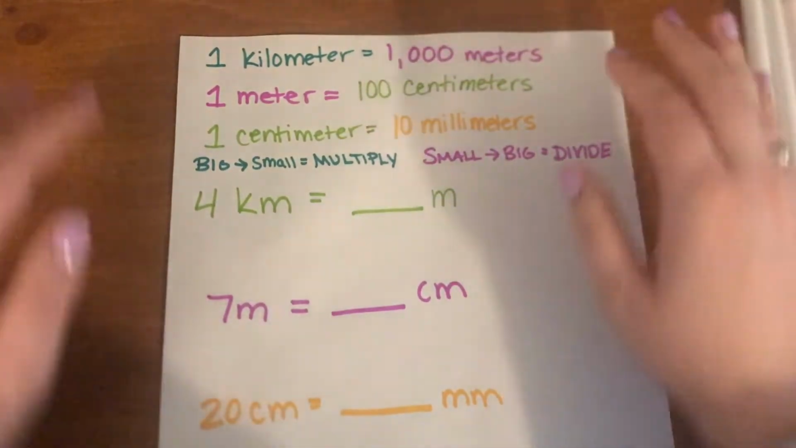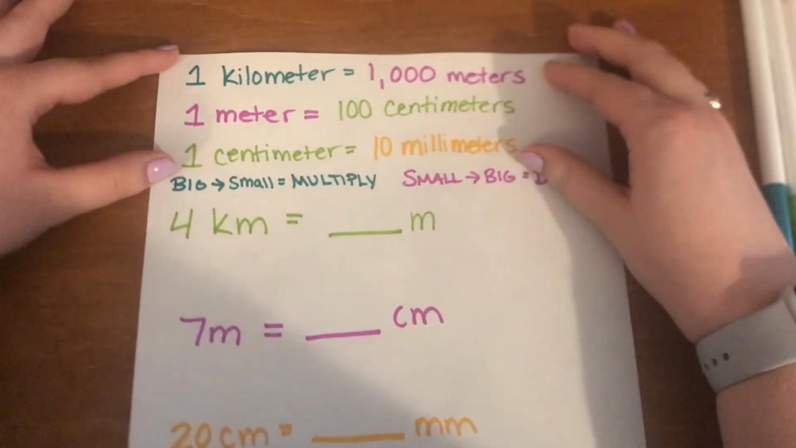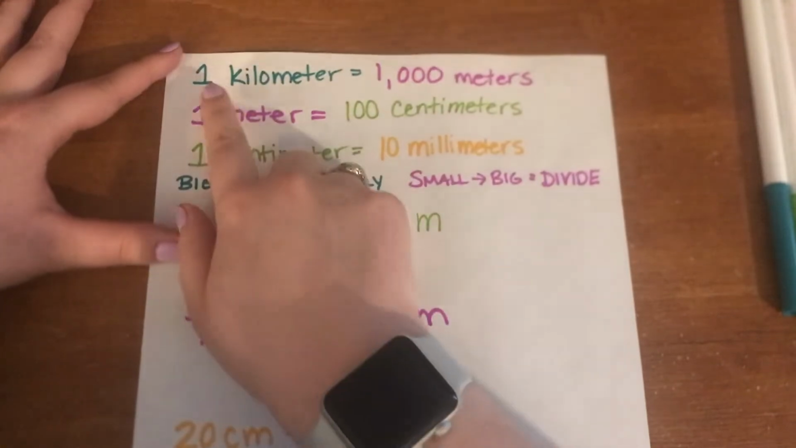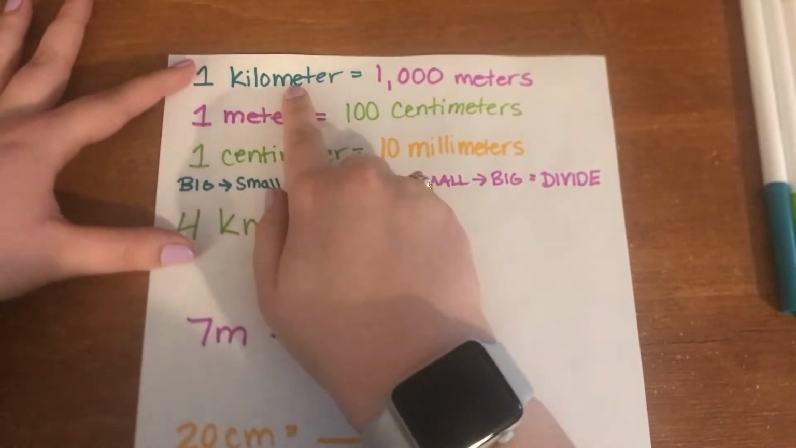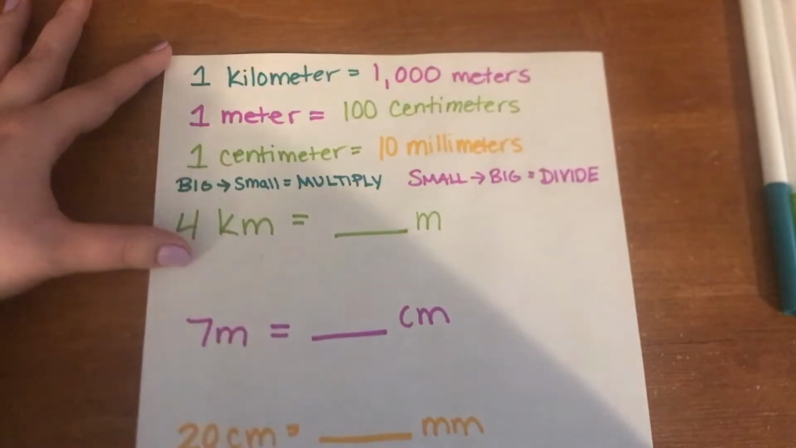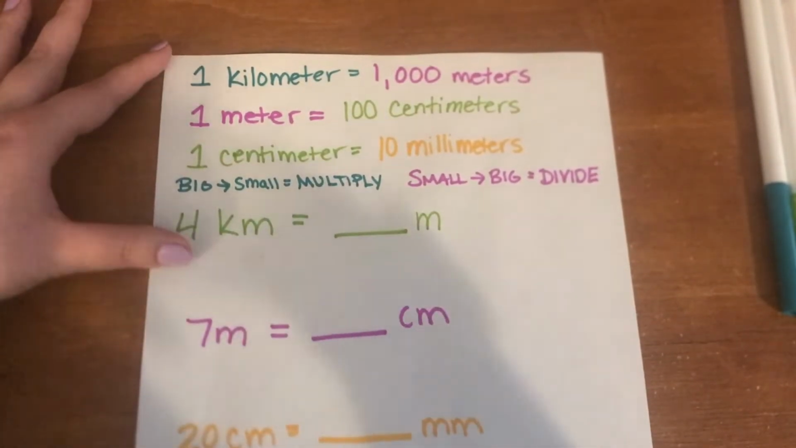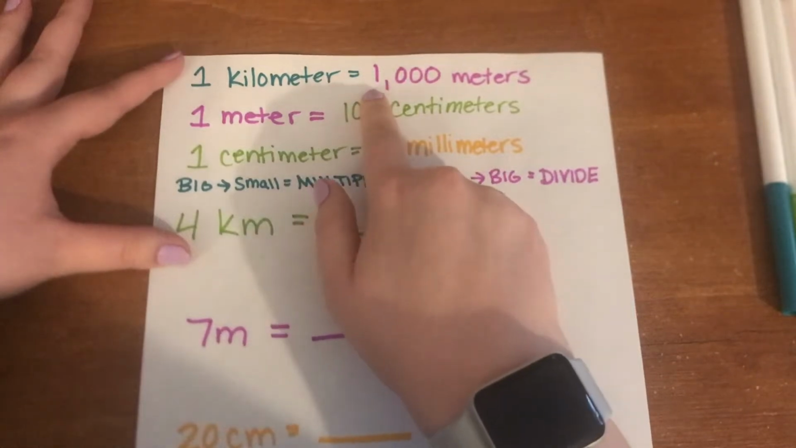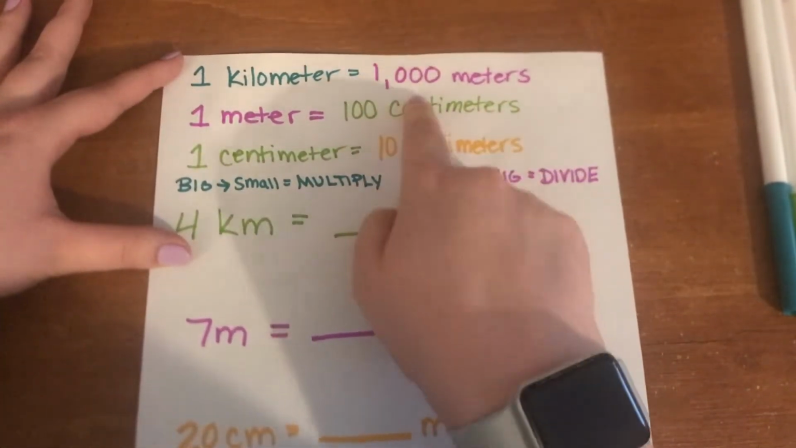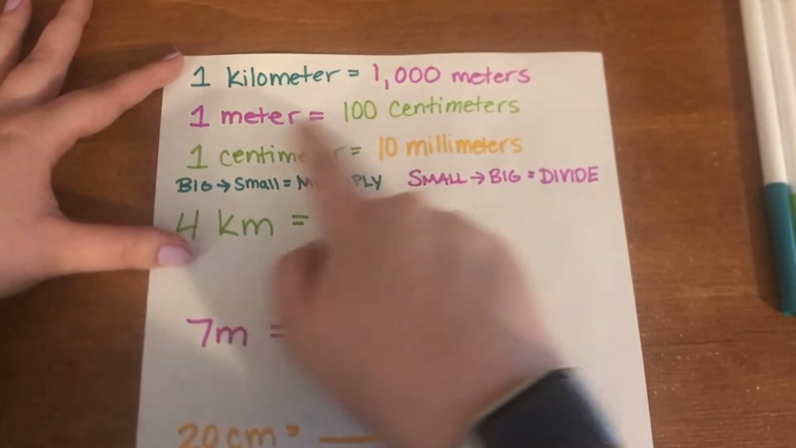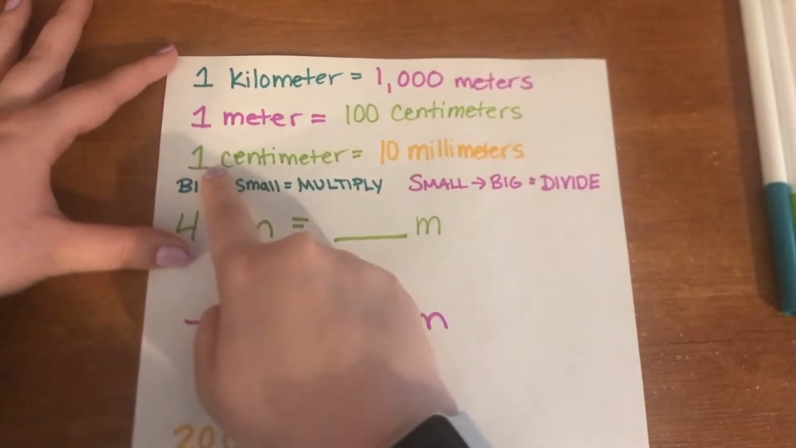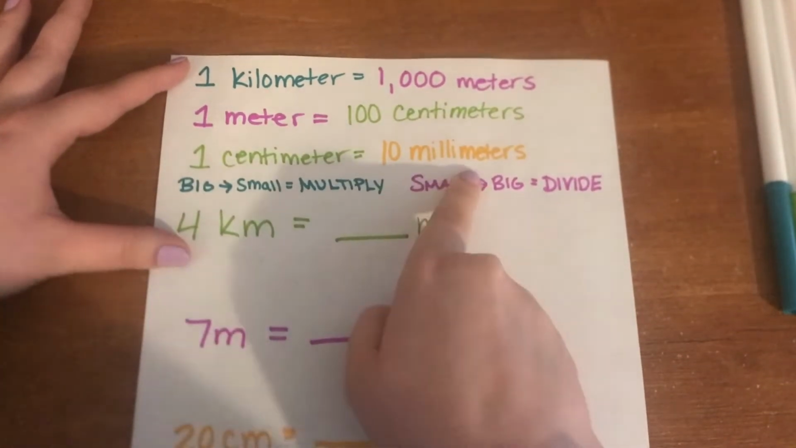As a reference here, and I'm also going to include a reference in your homework today, we want to review that 1 kilometer is equal to 1,000 meters. The nice thing about the metric system is it's all based off of groups of 10. So 1,000 meters is equal to 1 kilometer, which is a multiple of 10. Same with 100: 1 meter is equal to 100 centimeters, and 1 centimeter is equal to 10 millimeters.